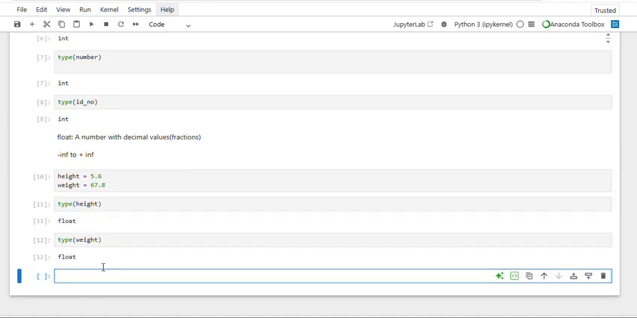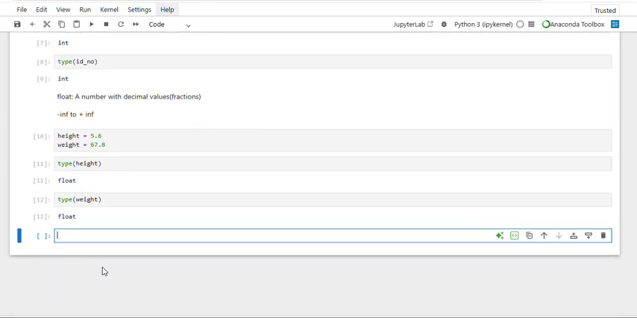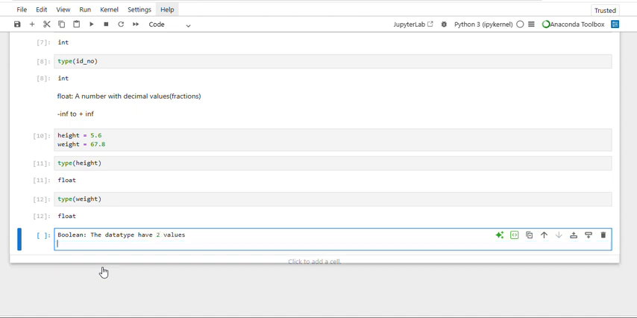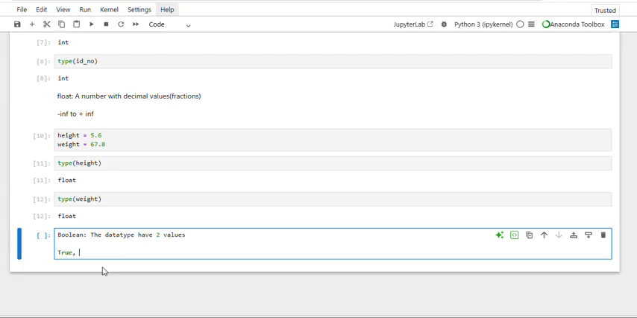Now let us see the third one, that is called the Boolean data type. The Boolean data type is a data type that contains only two values, that is true and the second one is false.